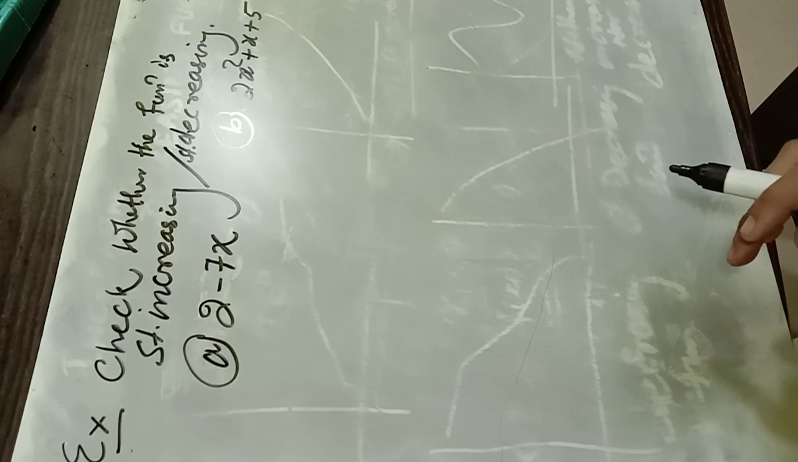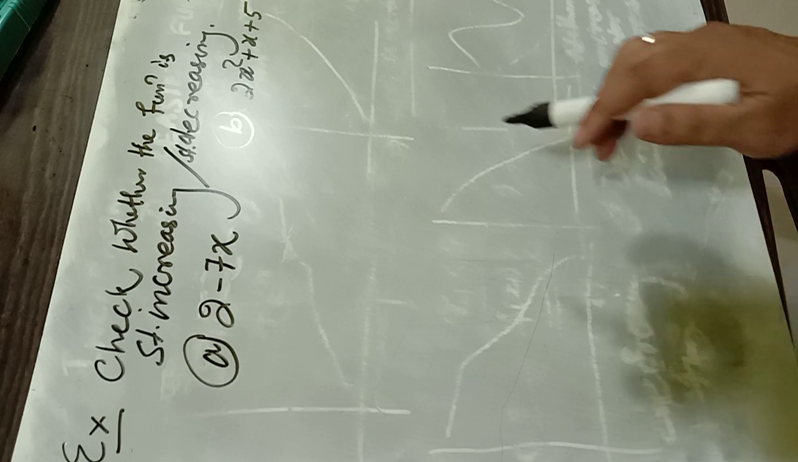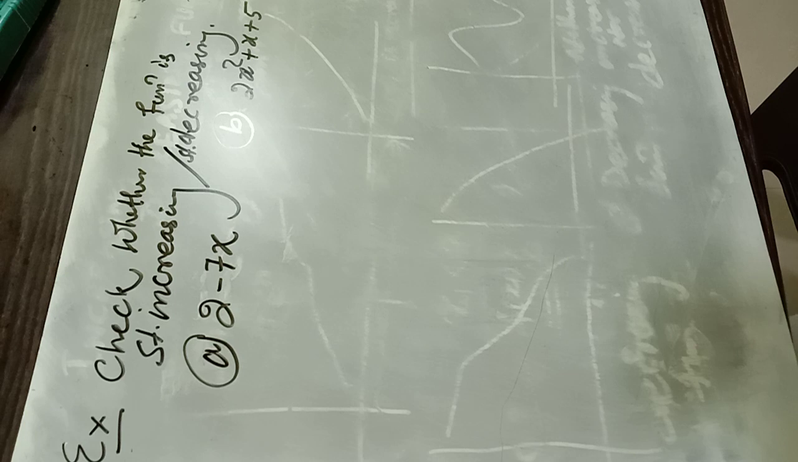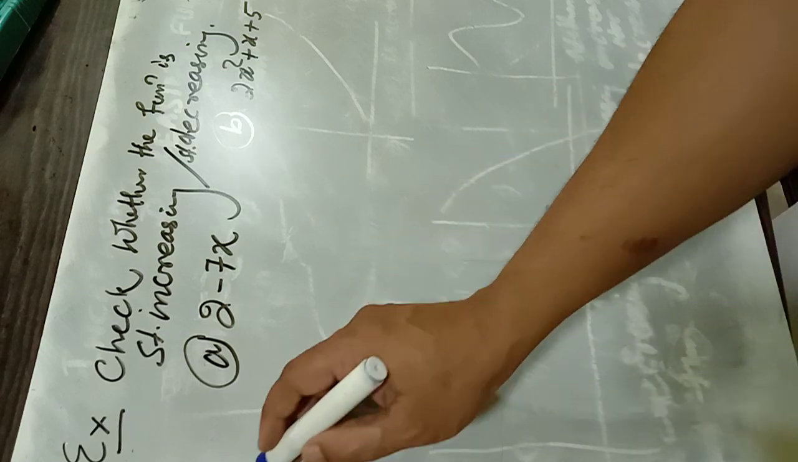Let us solve one example. Check whether the function is strictly increasing or strictly decreasing. What we understood: x1 less than x2 implies f of x1 less than f of x2, then we will say it is strictly increasing. If x1 less than x2 and f of x1 greater than f of x2, then it is strictly decreasing. Let us check for it.